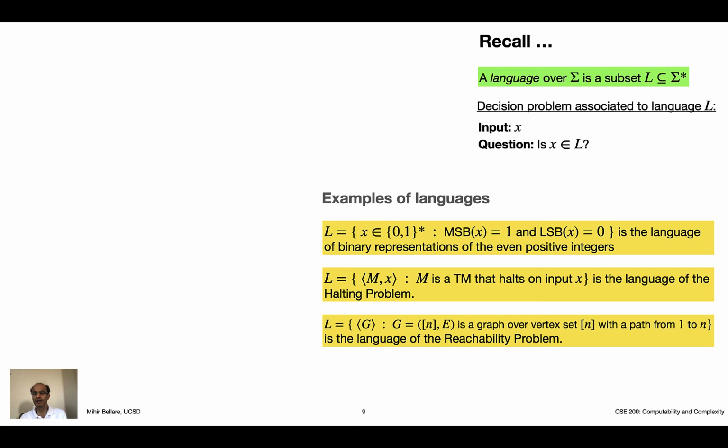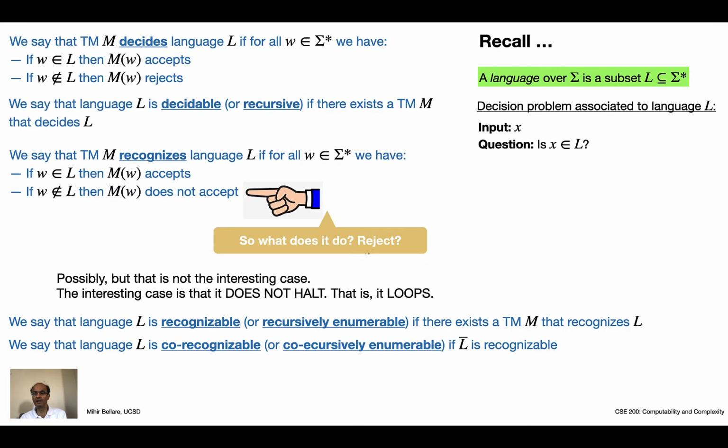The first example is the set of all binary strings with first bit 1 and last bit 0. The second one is the Turing machines and inputs associated with them so that the Turing machine halts on that input. It's the halting problem. The third one is the graph example we've seen before. So we have all these languages. And now we can start formalizing what we mean by solving them, or solving this decision problem.